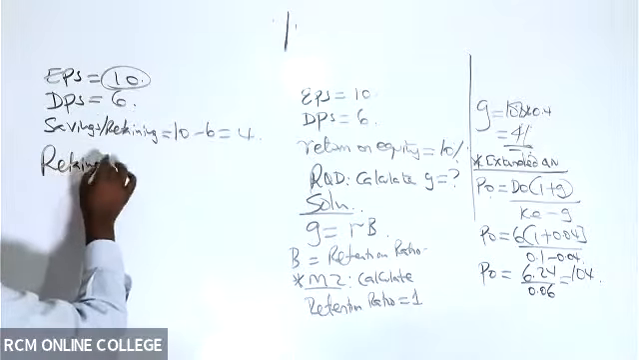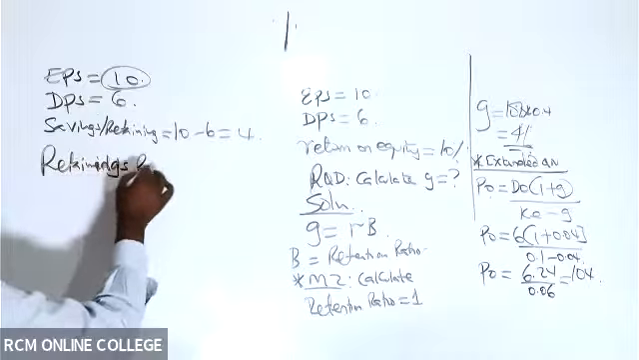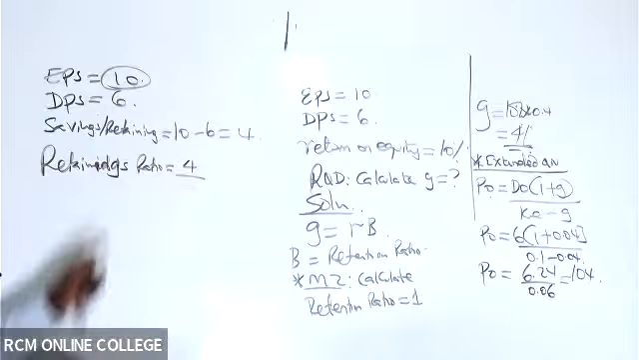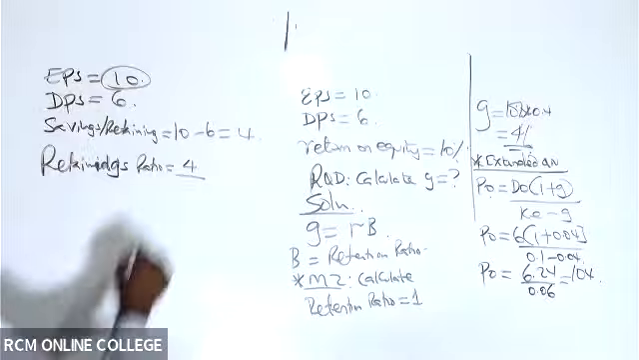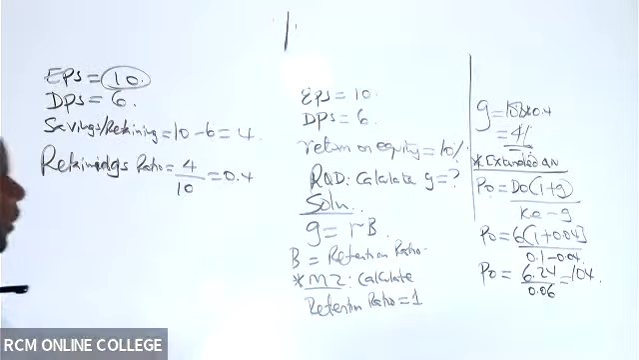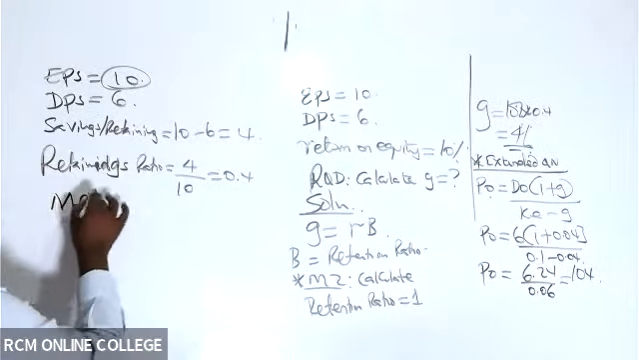In terms of the ratio now, the retained ratio, or the retaining ratio, will be 4 out of the total amount earned. So 4 out of 10, which will be 40%. So how much have you saved vis-a-vis what you earned? 4 over 10. So this will be 0.4.